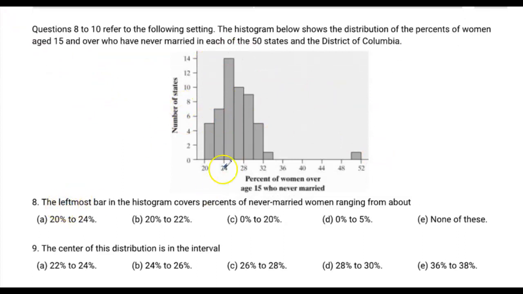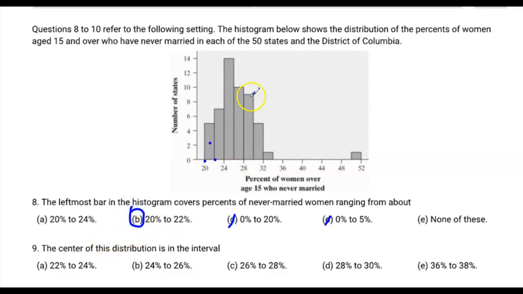It says the leftmost bar in the histogram, that's this bad boy right here, covers percents of never married women ranging from about, well, let's see, it starts at 20. And we're talking about percentages of women. So if it starts at 20, we can eliminate choice C and choice D. It ends at this point here, and I'm not sure what that point is, but I know that from here to here, that's a jump of 4%. From here to here, that's a jump of 4%. So halfway is going to be a jump of 2%, from 20 to 22%.